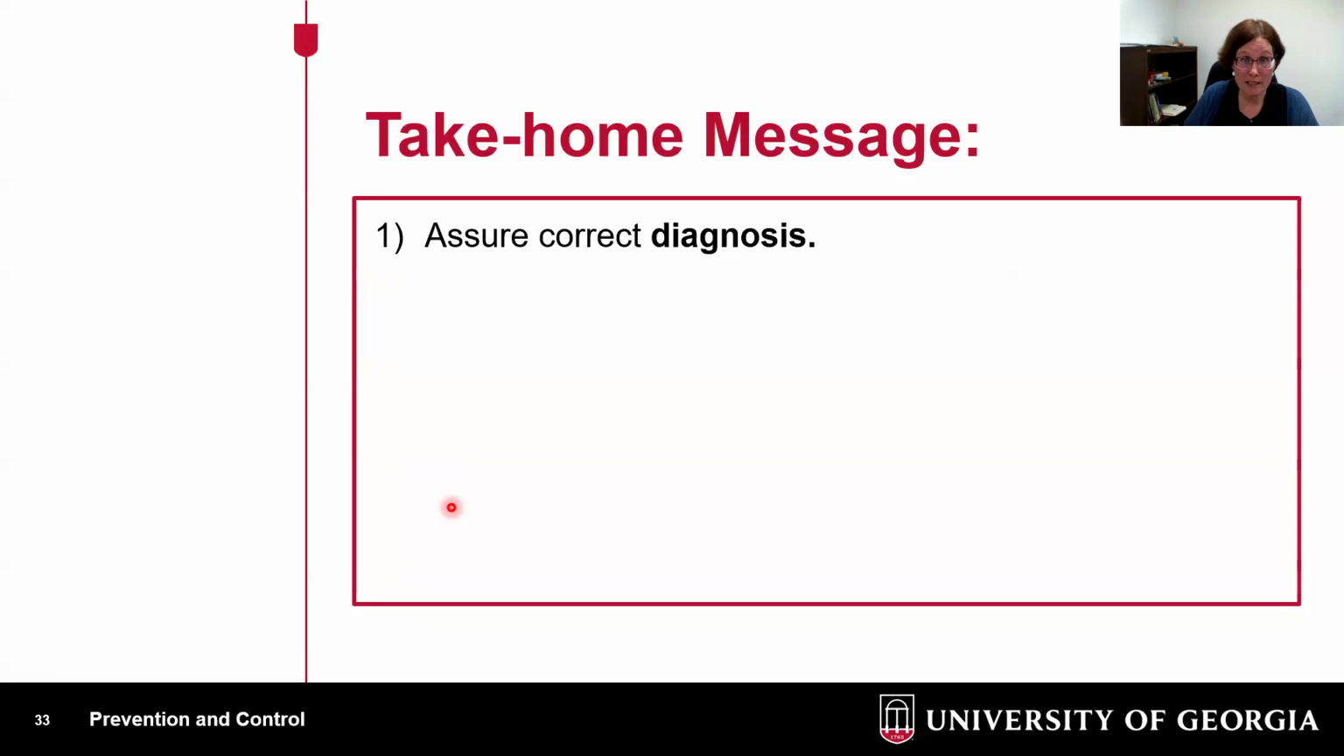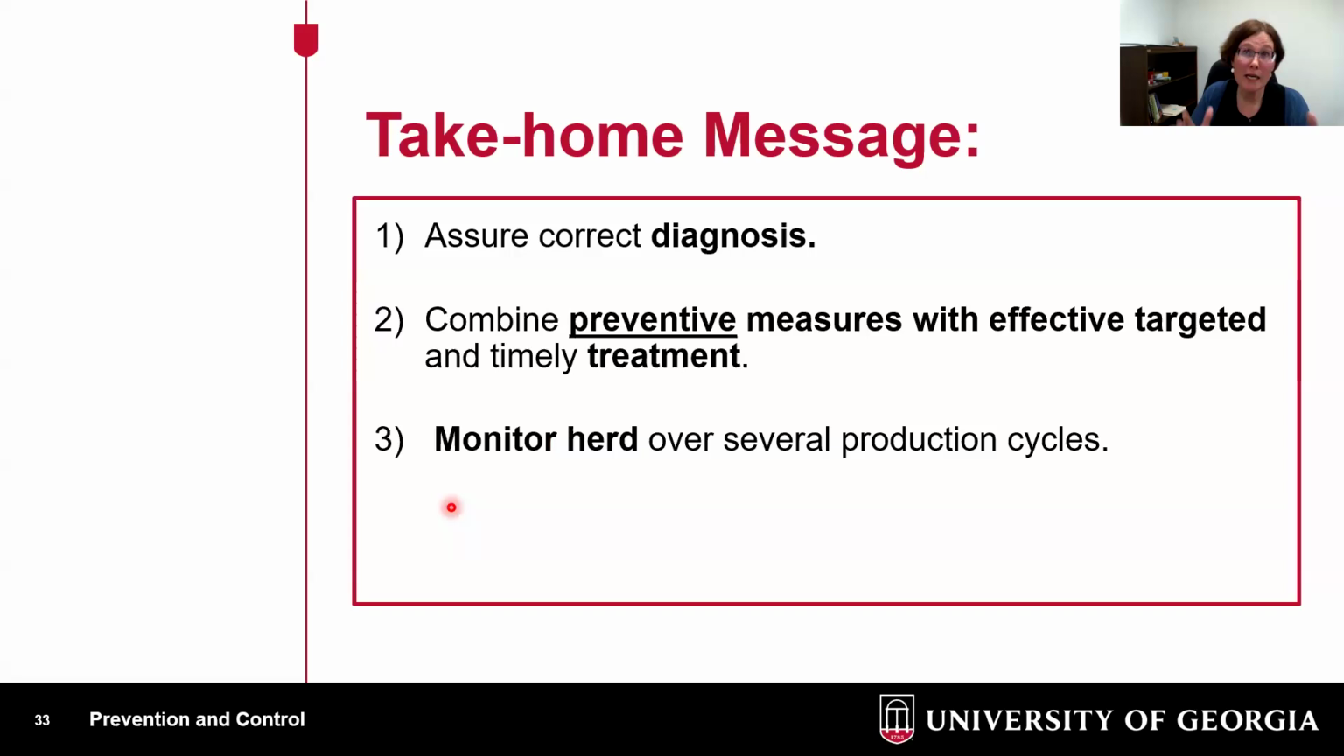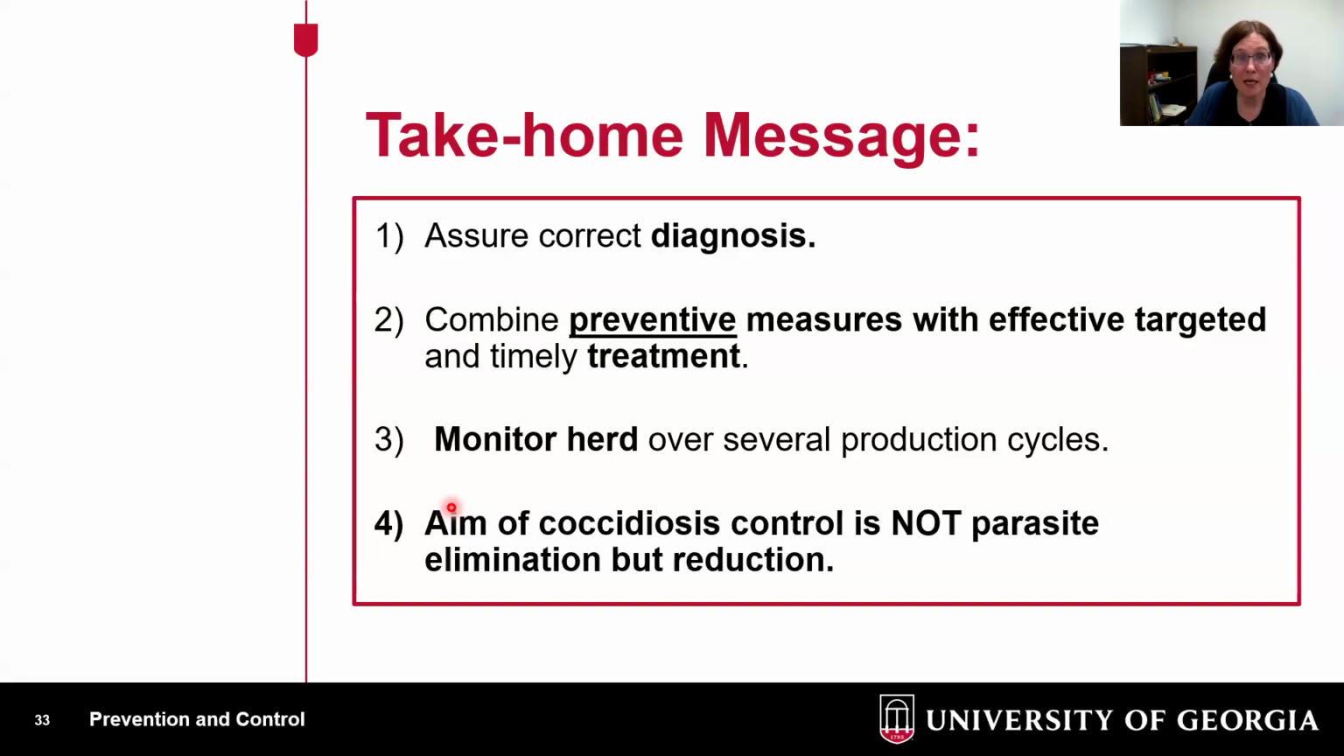So the take-home message is first, make sure that you're dealing with coccidiosis, and at best that you're dealing with coccidia that are pathogenic and not some species that you can ignore, and look for other pathogens instead if you have issues. Then combine preventive measures with targeted and timely treatment. So make sure your timing is on spot to come in the preventive window. Then monitor the herd over production cycles to make sure that the timing doesn't change over time, and that is done with pooled samples sent to the lab.